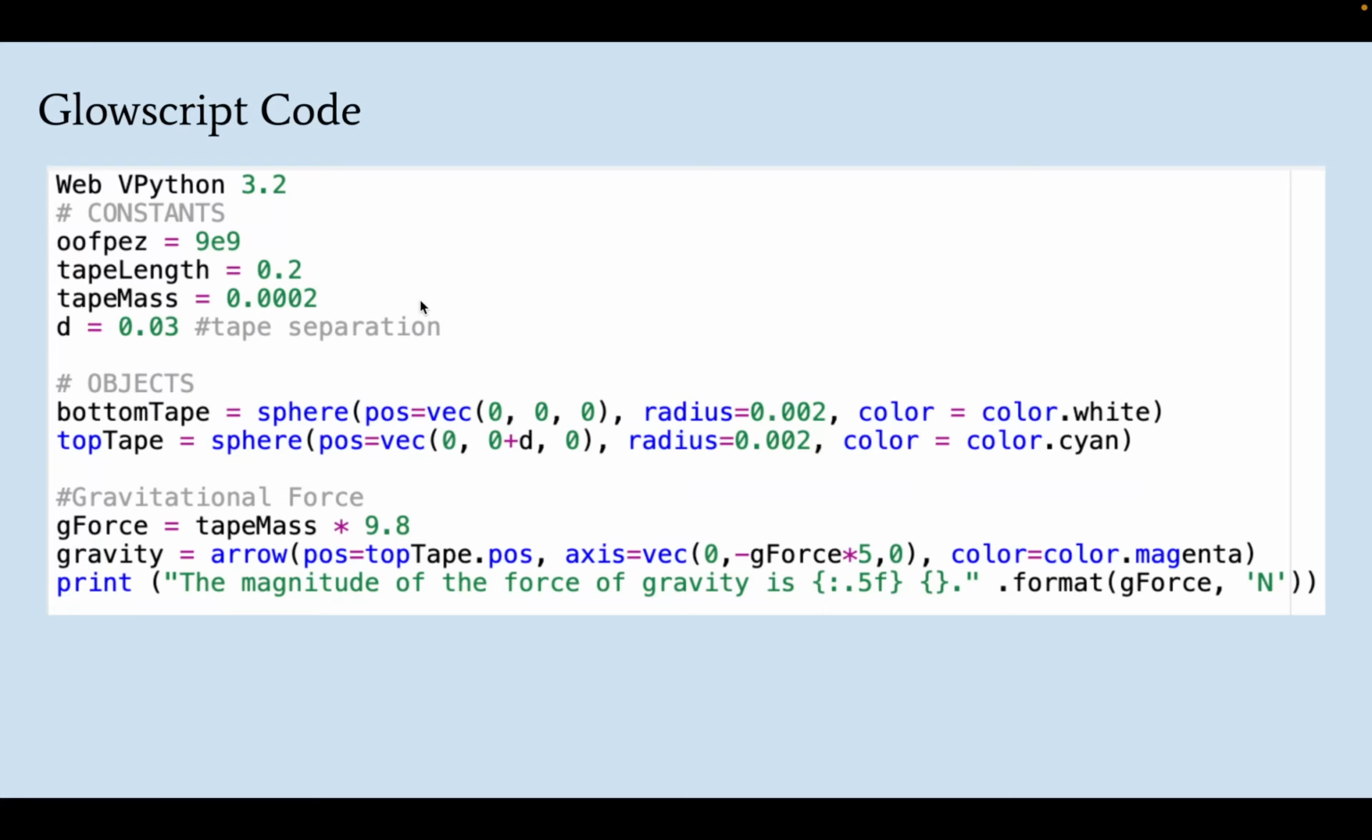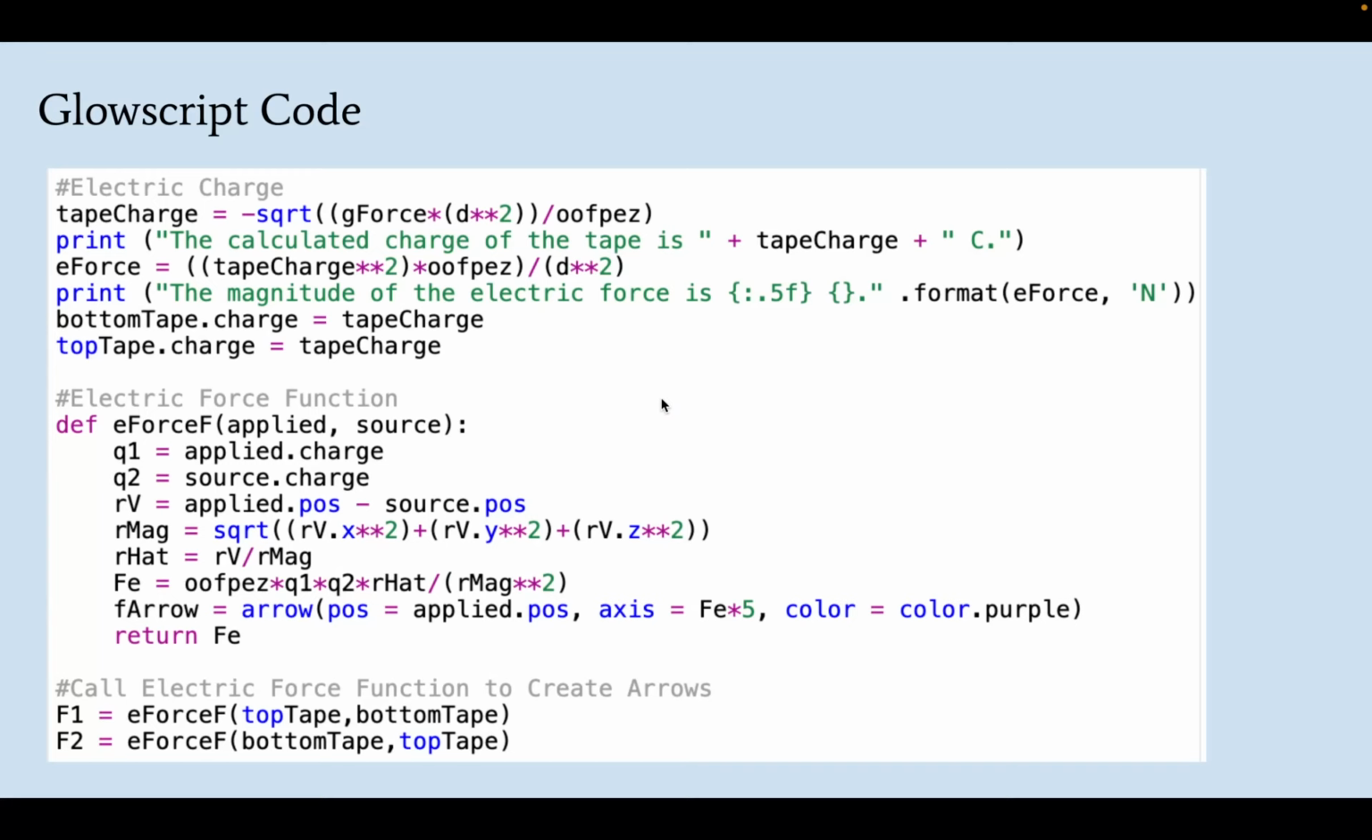First, I just established the constants I was going to use in my code and then made the two tapes. I'm considering them as point charges, so I just created spheres for both the tapes, and then I assigned gravitational force to g-force, and then I created a gravity arrow, or just an arrow to show the gravitational force, and printed out the magnitude of the gravitational force. And then I calculated electrical charge, printed that value, and calculated also the tape charge and printed that value, and then also calculated the electrical force and printed that value, and assigned the tape charge I calculated to both tapes.